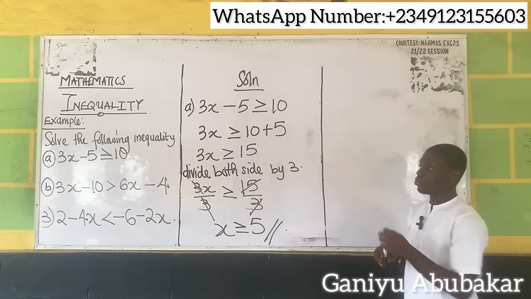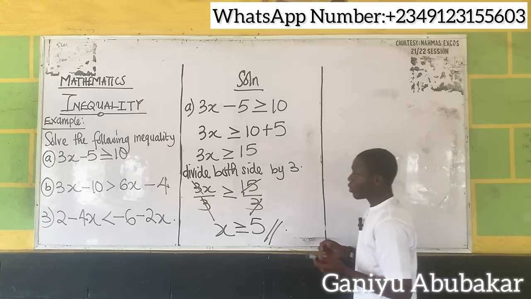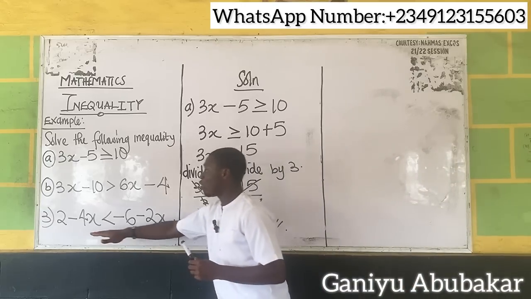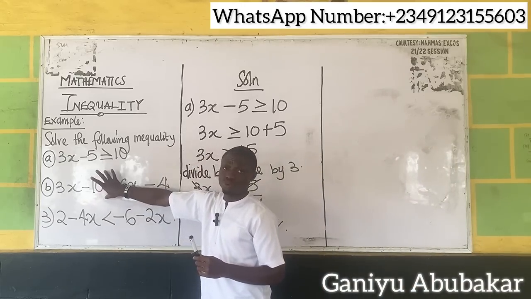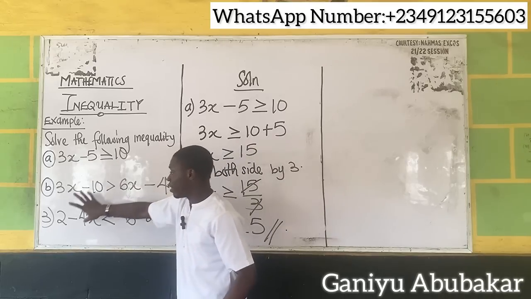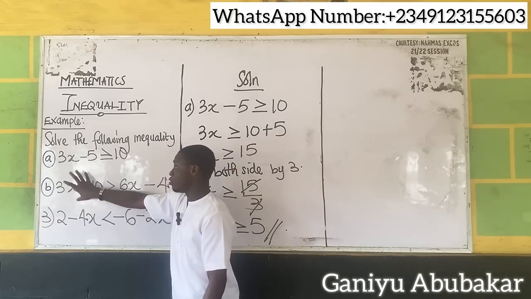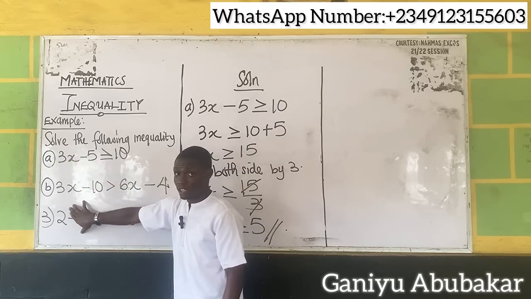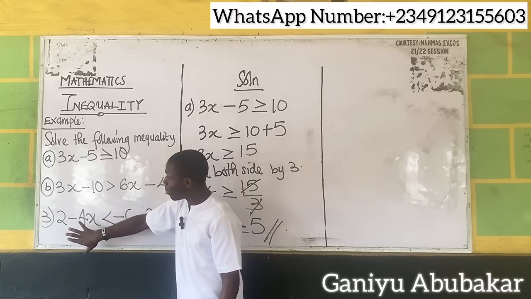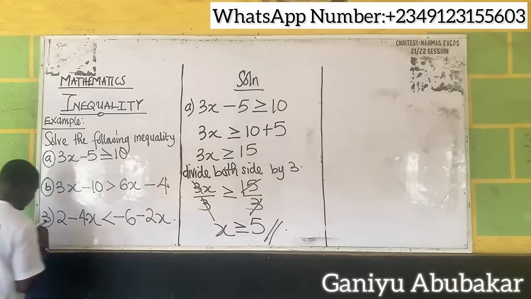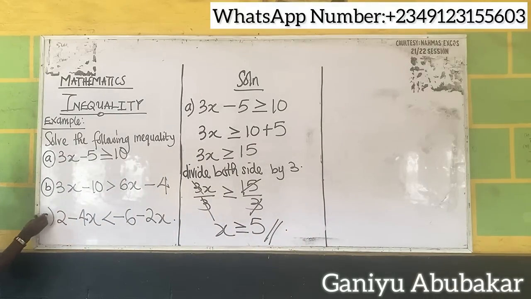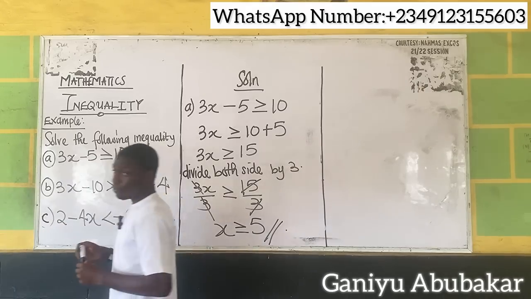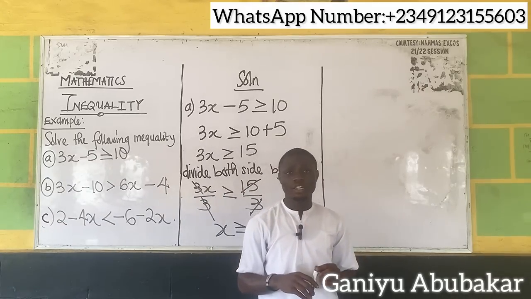Let's try to do number 2 and see what we get. Okay, hold on. I'll do number 3, you do number 2 as an assignment for me. Leave your answer in the comment section of this video. Sorry, I'll do C, you do B for me and leave your answer in the comment section.